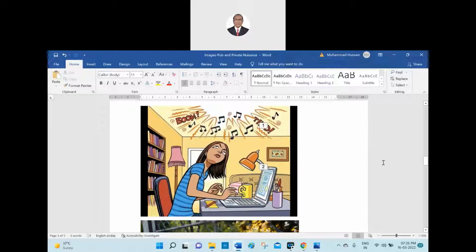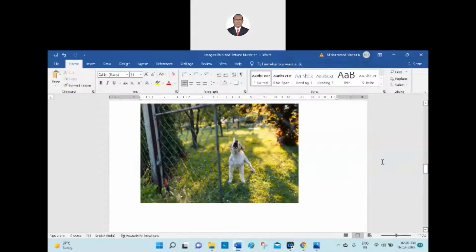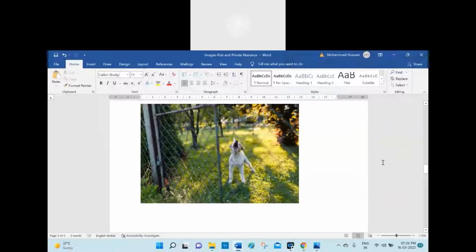Here, what type of nuisance is created in this image? Yes, private nuisance. It's a private nuisance because it's not a public place. It's the house, the reading room, and from the upper side a loud sound is coming. Then we can say a private nuisance is created there. Then what about here? Public nuisance. If it is a public place, then it's a public nuisance.